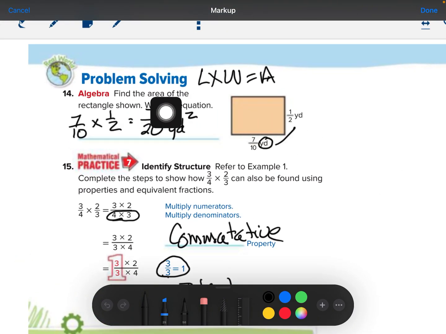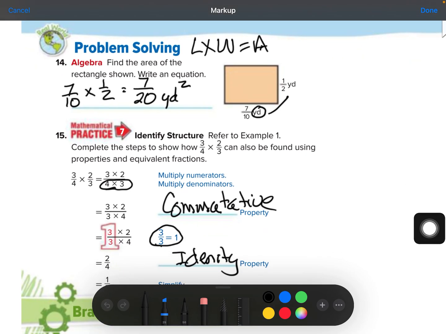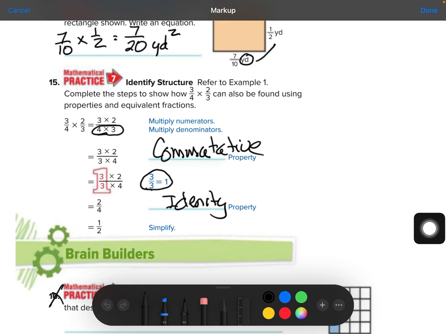Now we just did a few on this page. We talked about area. Find the area of the rectangle shown. Write an equation. Area is length times width equals area. So we're doing length, which is 7/10 of a yard, times a half, which is the width. So 7/10 times a half. Now we can't simplify across, so we just multiplied it right across. 7 times 1 is 7. 10 times 2 is 20. So 7/20 of a yard, and when you do area, you need to do squared.